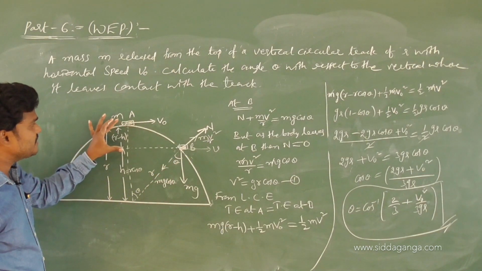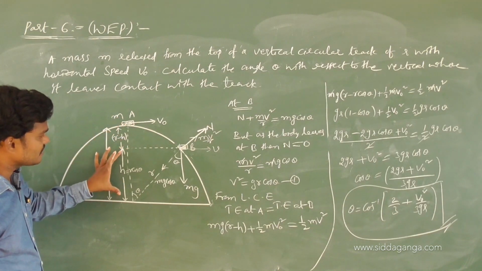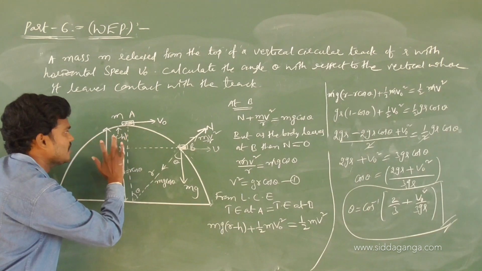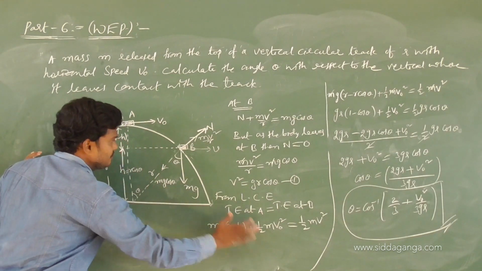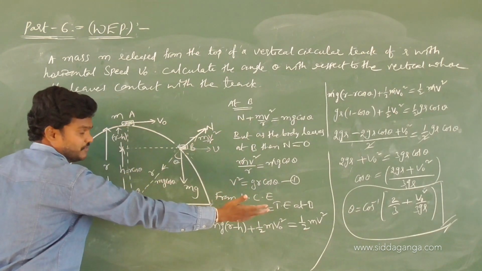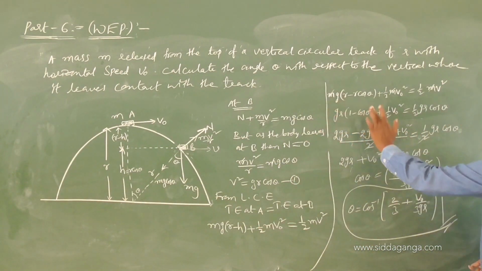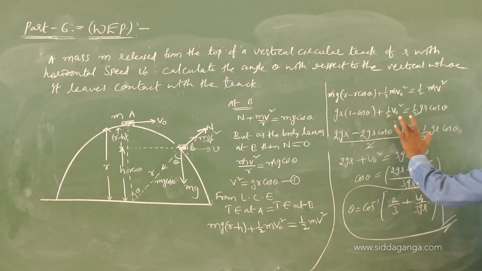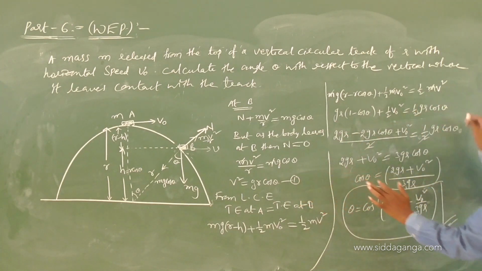So energy at A means this is the height, mg(r minus h). What is this h? H is r cos theta. Why? Because this is r cos theta. R minus h, r minus r cos theta. So mg(r minus h) plus half m v naught square is equal to half m v square, because it is leaving. Do the simplification and you will get the answer. M cancels, gr(1 minus cos theta) plus half v naught square equals half gr cos theta. V square is this one, from 1.